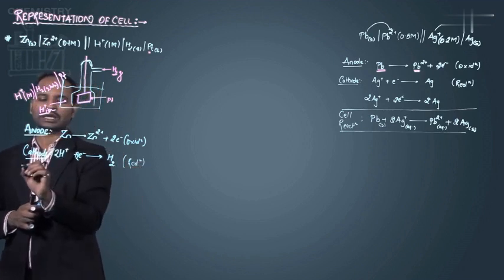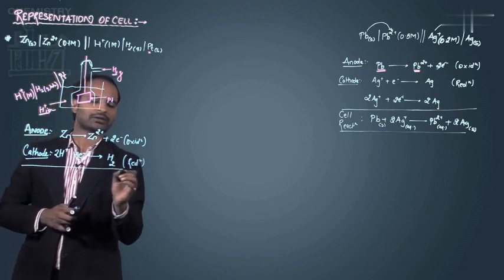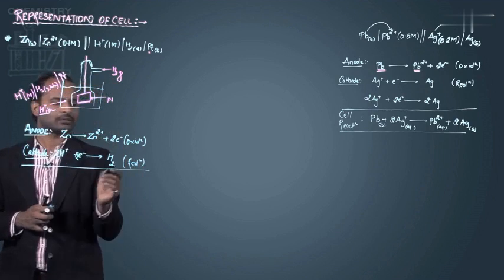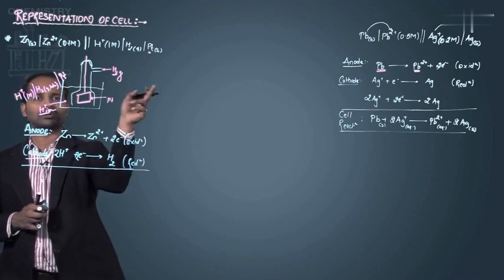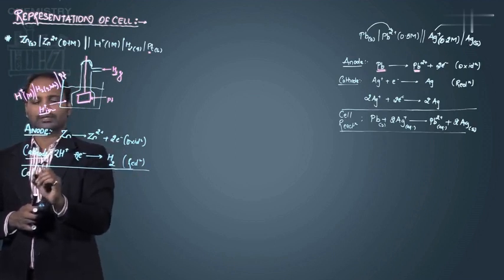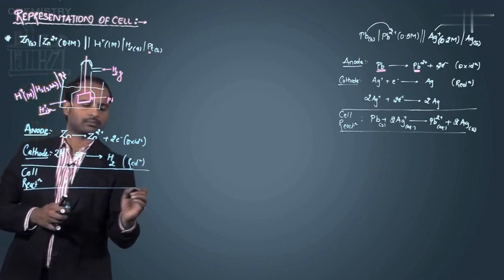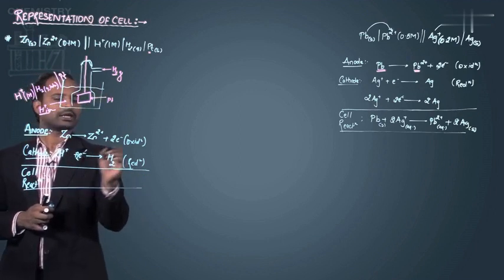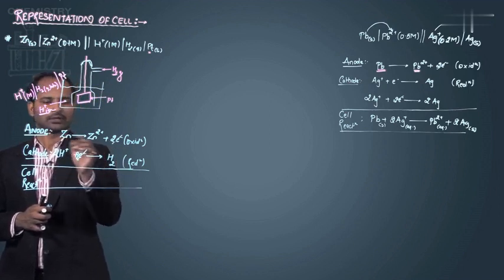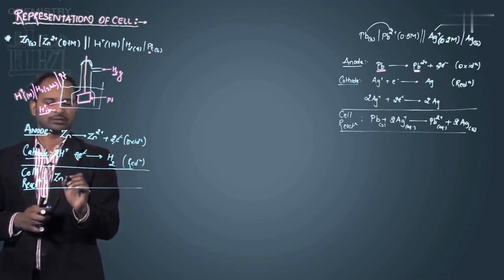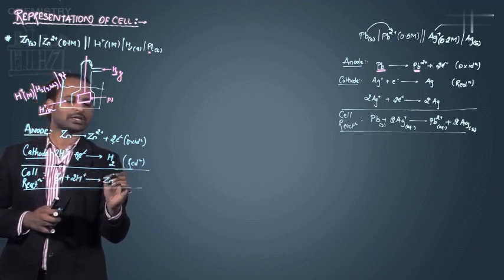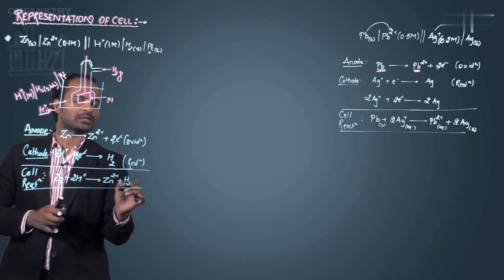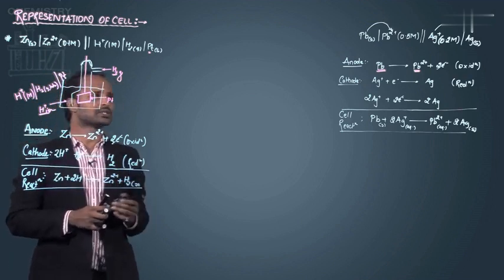The platinum being inert in nature doesn't show any interest in a reaction. There is no interaction of platinum inside the reaction. It just provides a surface for the reaction and for the gain and loss of electrons with the other electrode. Cell reaction. Electrons will get cancelled. So we will have zinc plus 2 H plus ion in aqueous state, which will give zinc ion in aqueous state plus hydrogen gas. So this is the reaction.